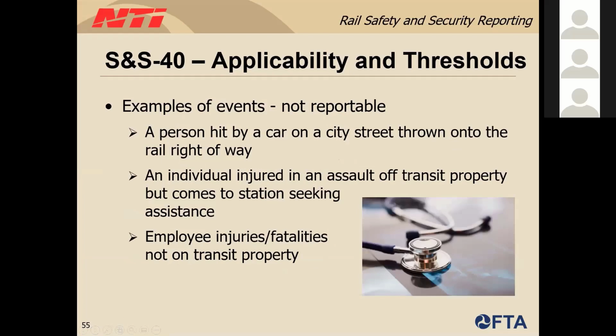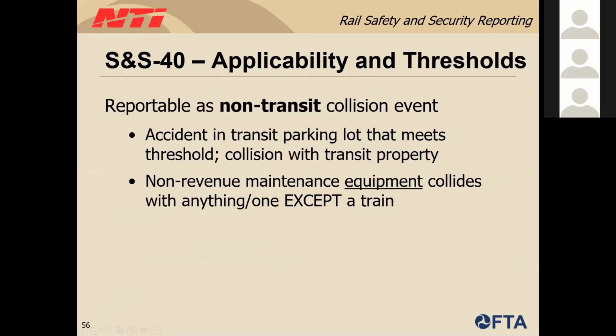Here are a few types of events that are not reportable. All of these examples are not reportable because they occur off transit controlled property, such as on a city street. NTD also collects non-transit revenue vehicle collisions, such as an accident in transit parking lots with transit property or non-revenue equipment collisions. The event must meet a reportable threshold.